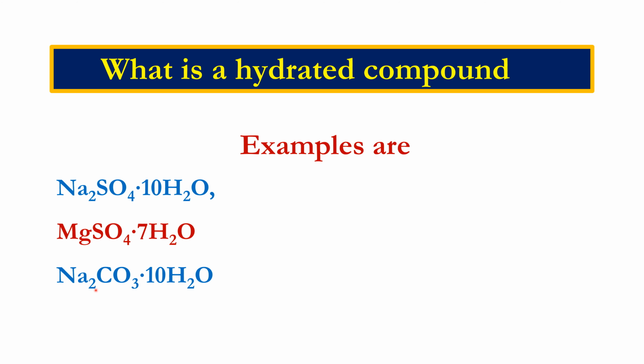Another example is sodium carbonate decahydrate. You can see that 10 molecules of water are chemically bound to sodium carbonate. So a hydrated compound is any compound that has water chemically bound to it. Sometimes you may be required to calculate the percentage of water in a hydrated compound. So let's look at some examples on how to calculate the percentage of water in a hydrated compound.